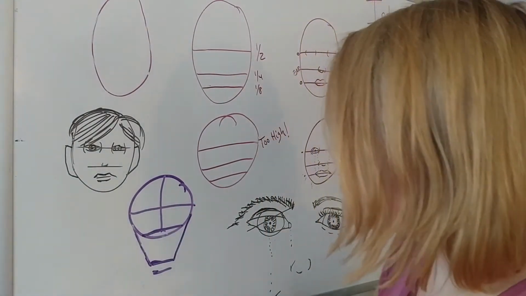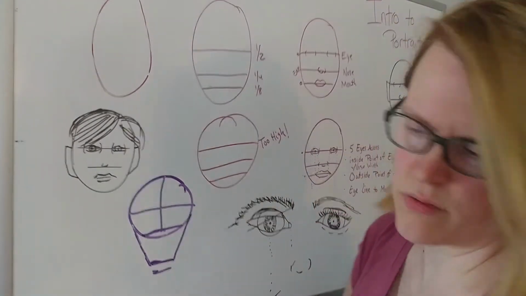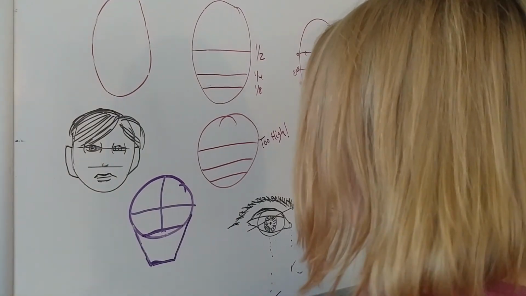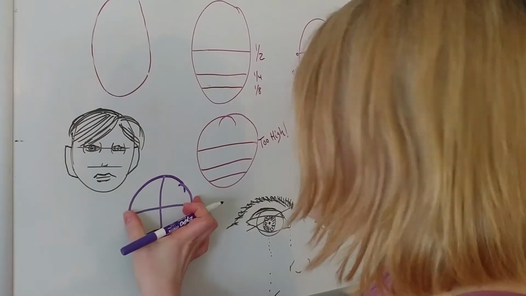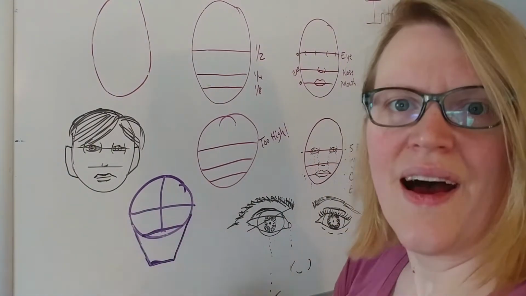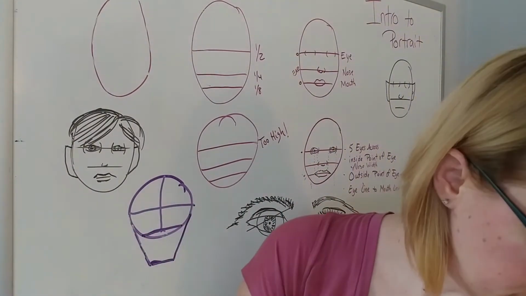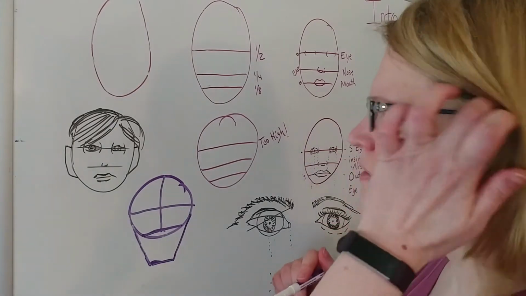Now, I know that sort of looks like a hot air balloon, right? But we're going to fix it. So now I'm going to come in here and I want to make sure that whatever this measurement is, I'm going to divide that by 5. Why do you think 5?